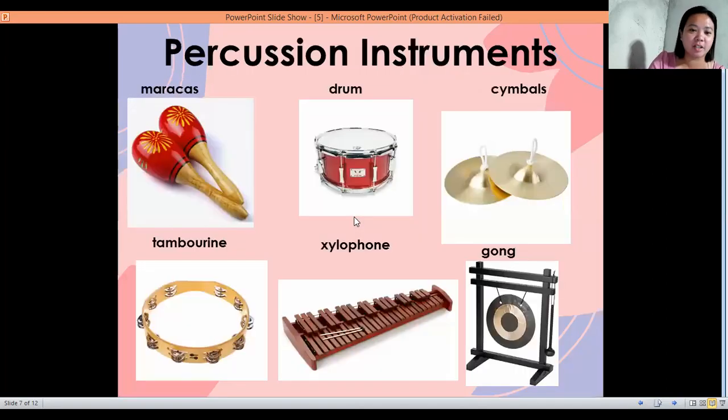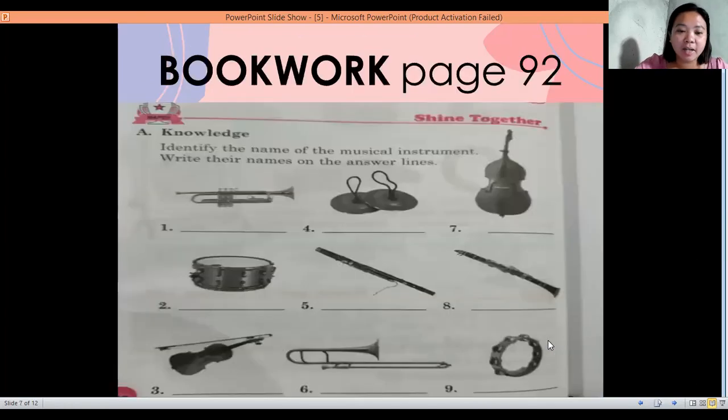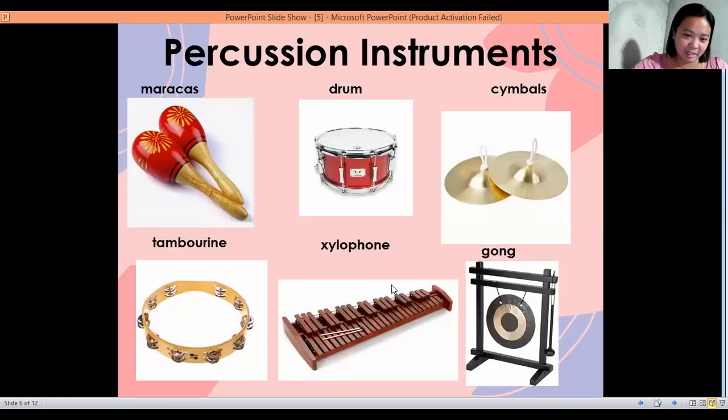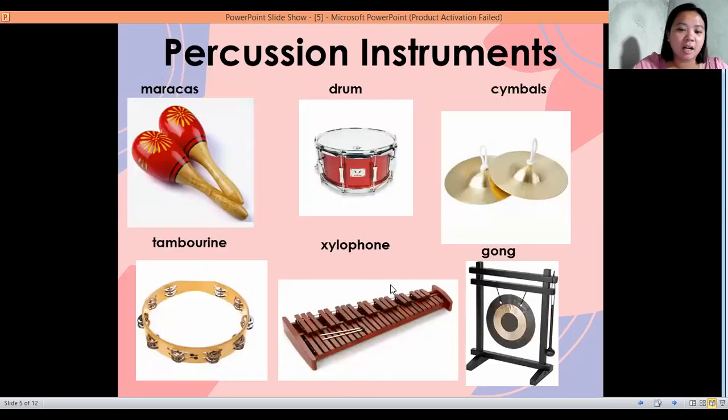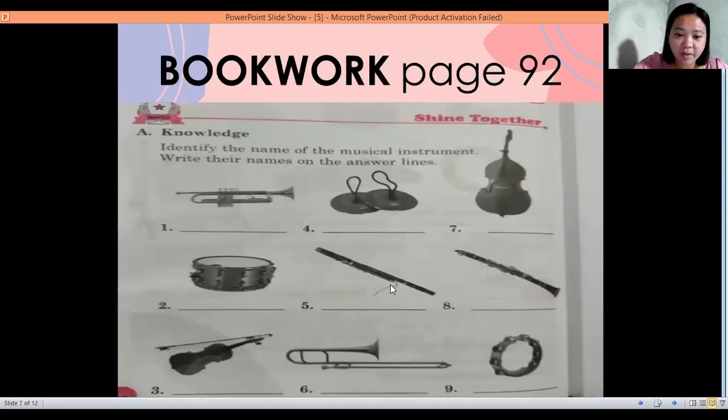Very good, it is percussion there. Please copy the name of that instrument. All right, next, number five. What is this? Woodwind, percussion, string, or brass wind? Very good. It is a woodwind. Okay, where? In the woodwind. Done? Okay, now let's proceed to number six.